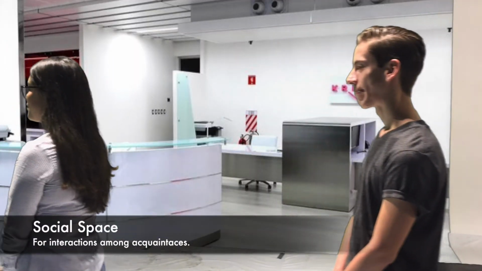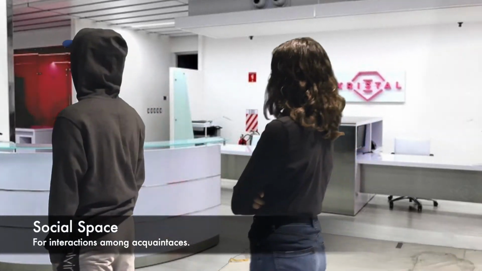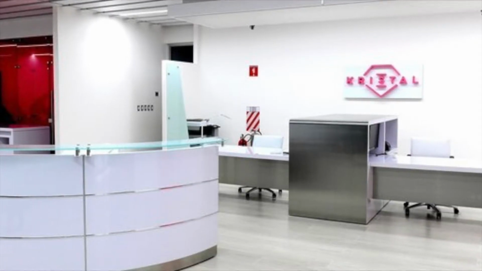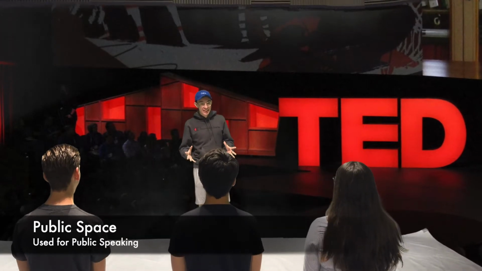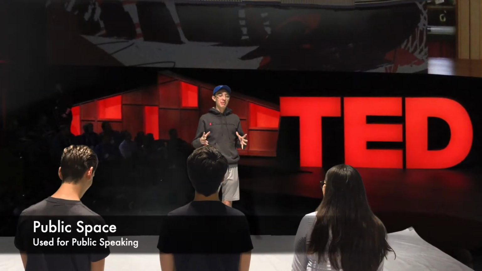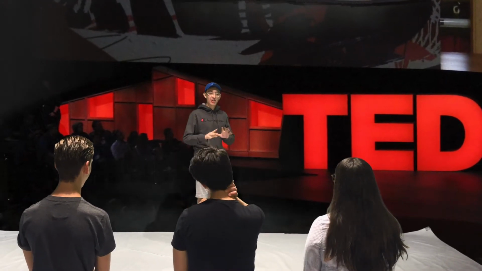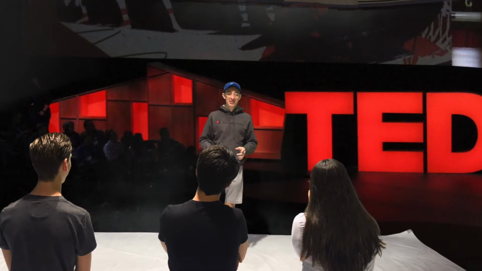Now social space is a little farther, about 4 to 12 feet away. This is the kind of space that we utilize if we're talking to colleagues or customers at work. Public space is the space that characterizes how close we sit or stand to someone like a public speaker or public figure. In this case, somebody is giving out a TED Talk.